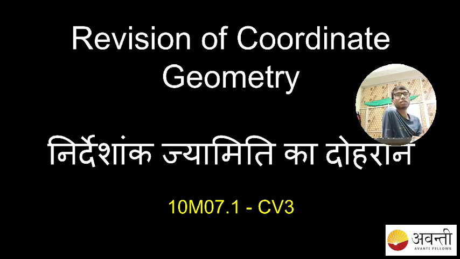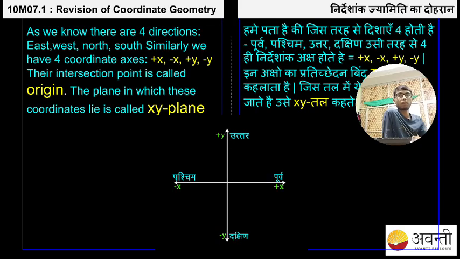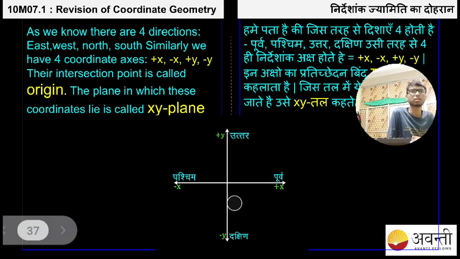Revision of coordinate geometry. We know that this horizontal line is the x-axis and this vertical line is the y-axis. From this 0, this is the left side, this is the right side. This right side is positive x, and this side is negative x. This side is positive y, and this side is negative y.